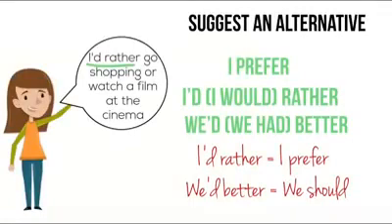I'd rather go shopping or watch a film at the cinema. And if you disagree with a suggestion, you can suggest an alternative or express your preference. And you can use the following: I prefer, I would rather, and the short form, I'd rather. We had better, or we'd better. So I'd rather means the same as I prefer, and we'd better is the same as we should.